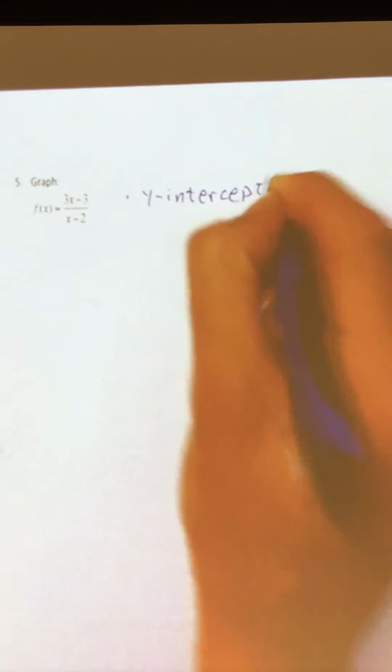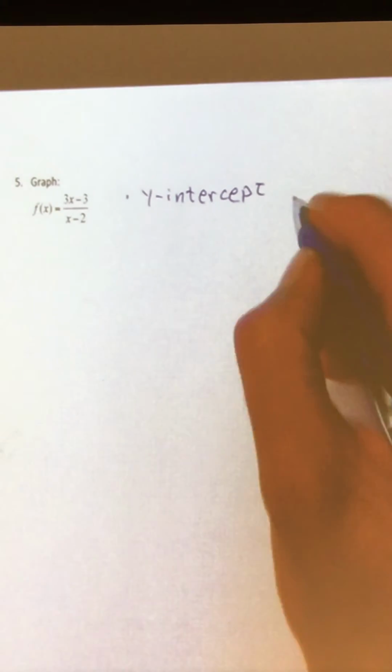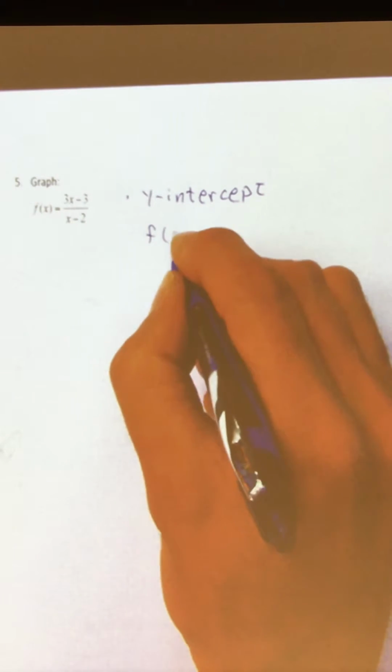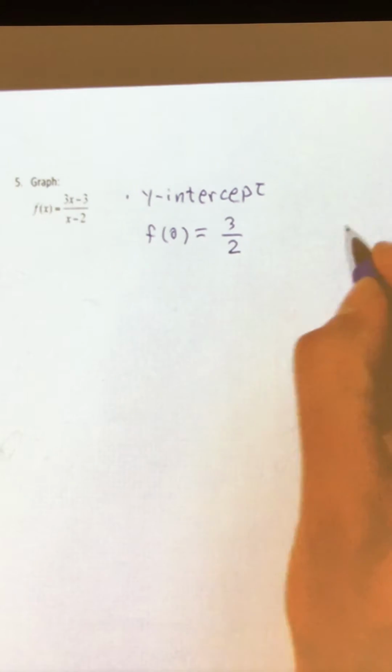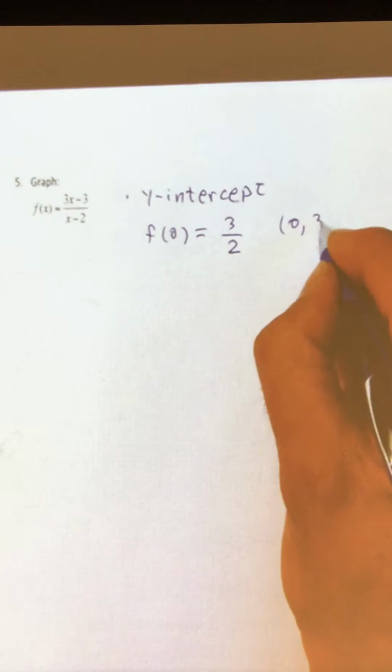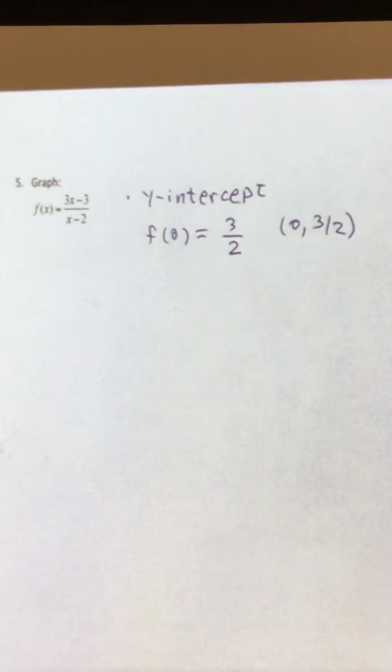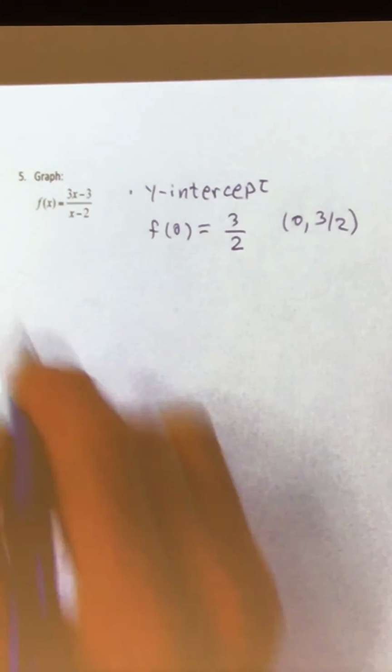So the y-intercept, of course, means when x is equal to 0. So we'll do f(0). And computing that, we'll have 3/2. So the y-intercept is (0, 1.5). That's where the graph will cross the y-axis.